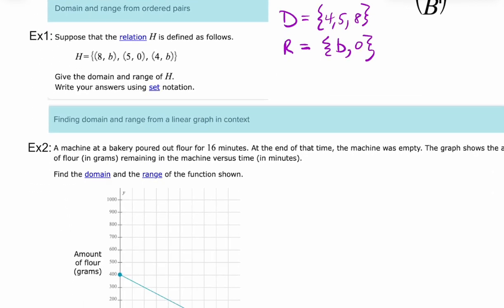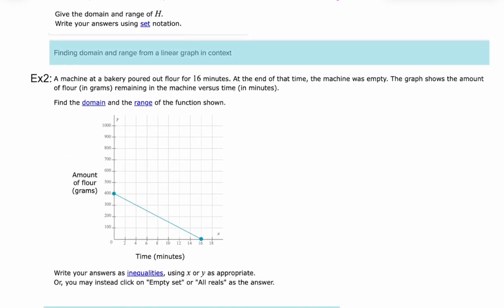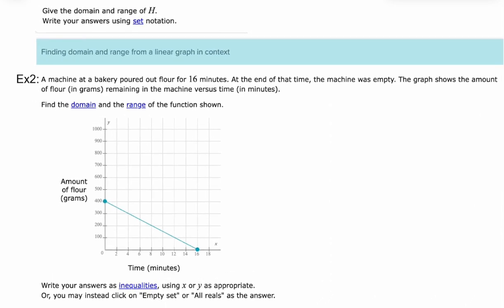Okay, let's look at our second example. So when you're using a graph to depict the domain and the range, you want to travel across the graph from left to right to find your x values or your domain. You want to talk about the graph from the bottom to the top when talking about your range. Okay, and we are going to use interval notation. No, we're not. I'm going to use both. See right here? See where it says write your answer as inequalities?